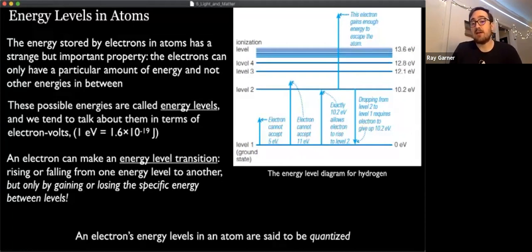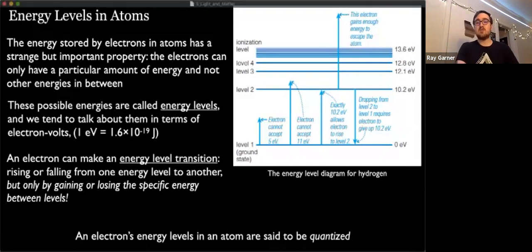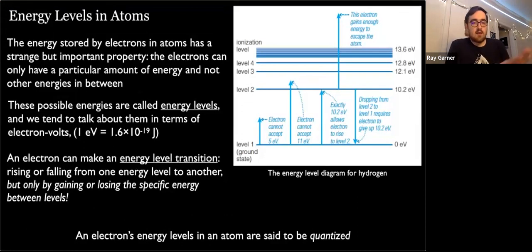Now, if an electron at the ground state happens to get hit by a photon carrying 13.6 electron volts, it'll be able to jump out of the atom and be ionized. That electron will have enough energy to escape the atom. So all this jumping around with exact energy levels, exact right amounts, we call this, the energy levels are quantized. This is quantum mechanics in action.